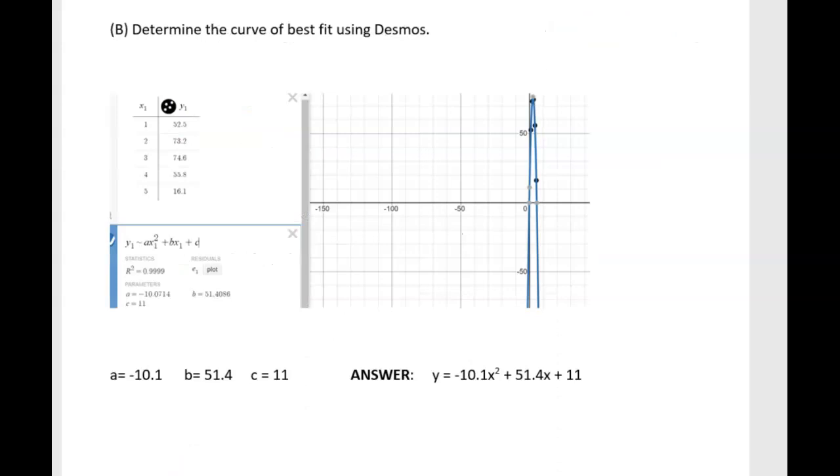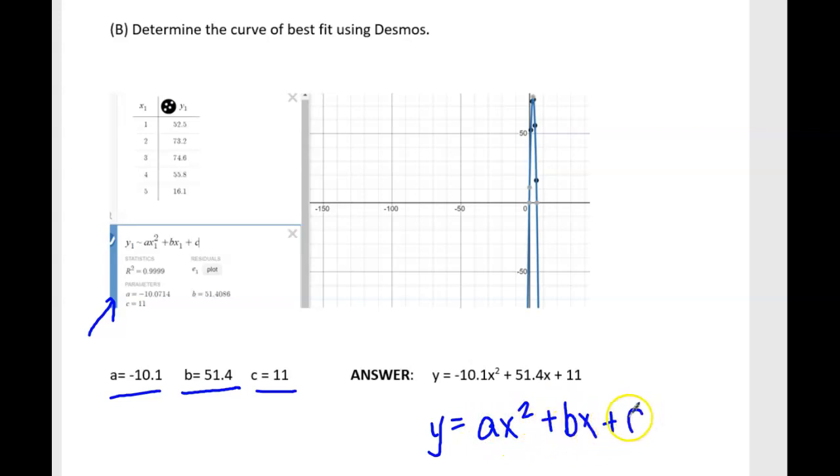And when we do that, it makes this kind of zoomed in, but it makes the curve of best fit, and it gives you the values right here of your A, B, and C. So in your notes, we just wrote down our A was negative 10.1, our B is 51.4, and our C is 11. So we just plug it into this form, which is y is equal to ax squared plus bx plus c. And we plug in those A, B, and C. And that's how we determine the curve of best fit using Desmos.